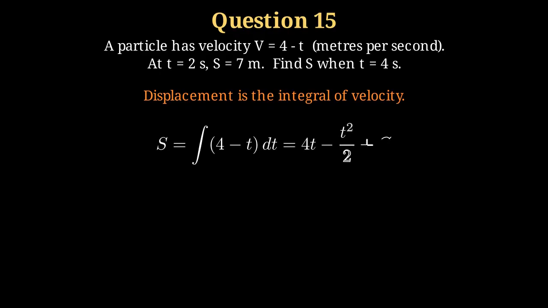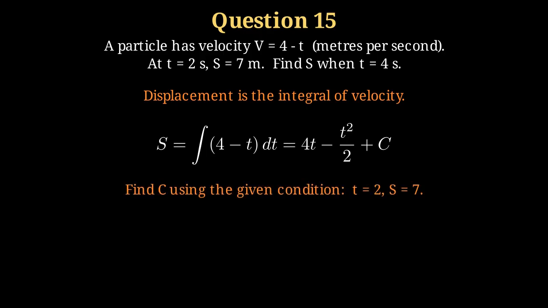Integrate 4 minus t with respect to t. The integral of 4 is 4t, and the integral of t is t squared over 2. Don't forget the constant of integration, c. So s equals 4t minus t squared over 2 plus c.